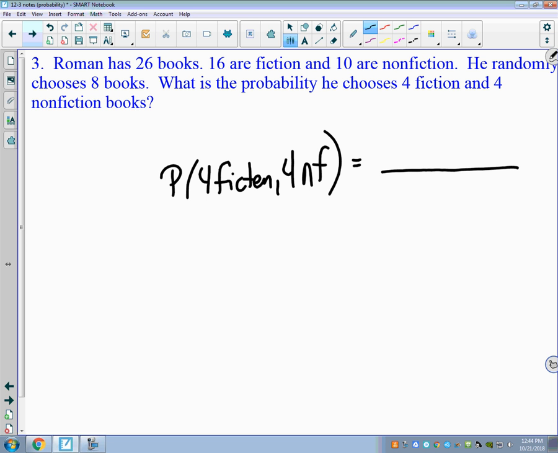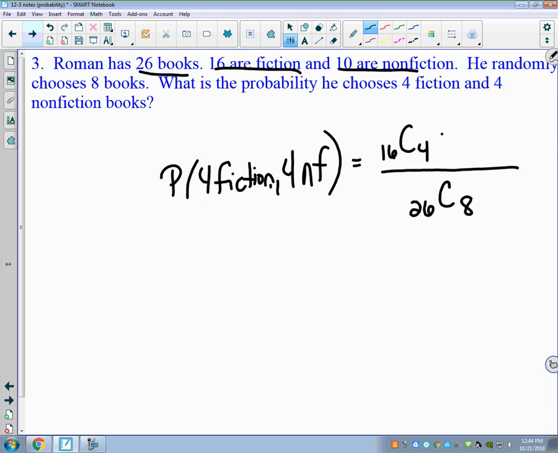There are 16 fiction books, and they're all going to have different titles. There are 10 nonfiction books, and they're all going to have different titles. So this is an example, like the lottery one that we did, that is going to be a combination problem. First of all, let's think about the total number of ways. How many total books are we choosing? We're choosing 4 fiction and 4 nonfiction. So we're choosing 8 total books out of how many books? Out of 26 books.